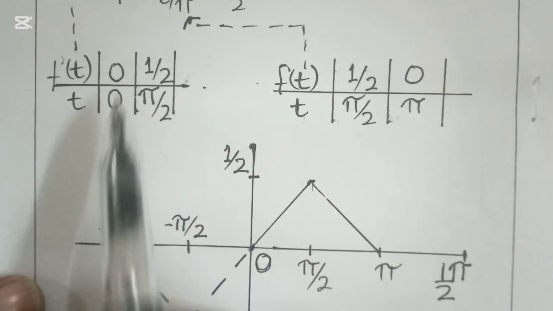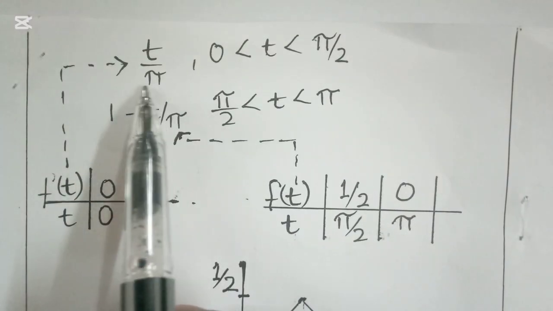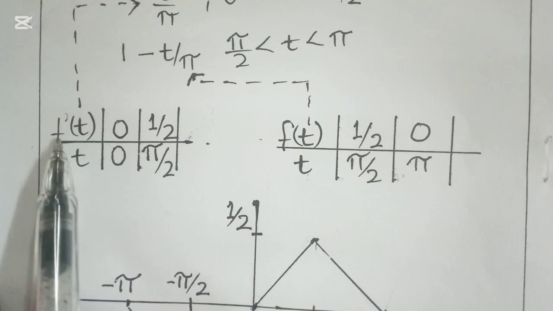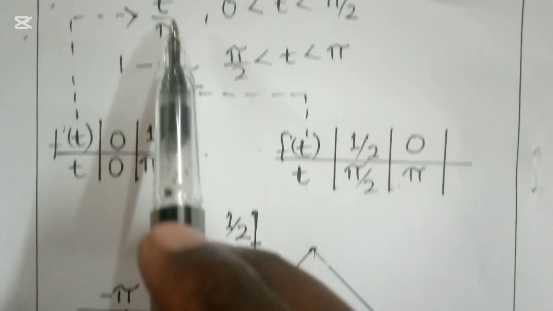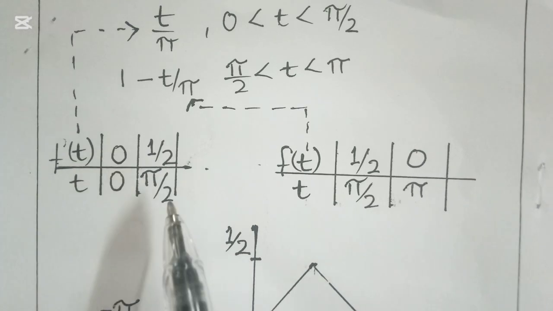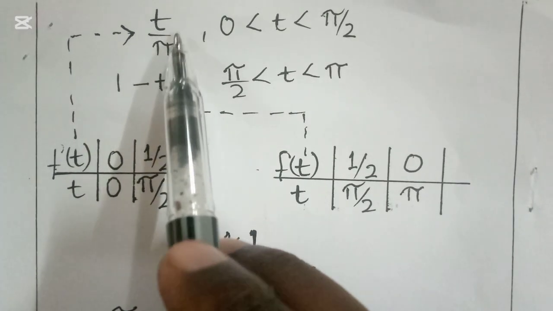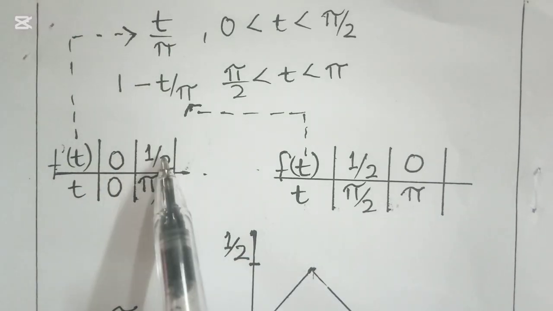The first thing I do is use this first equation, the function f(t). If I put in 0 there, I will still get 0. Then I put in π/2, and I will get a half, since the π will cancel, and we are left with that.